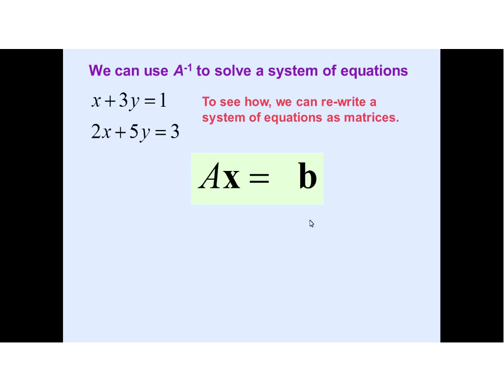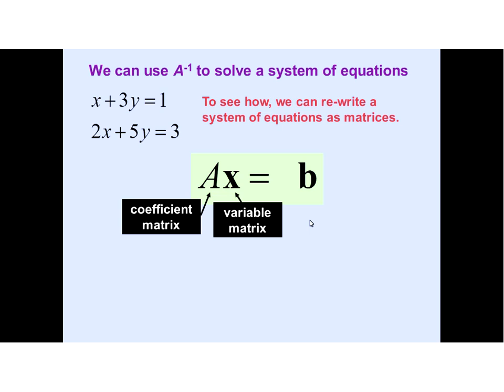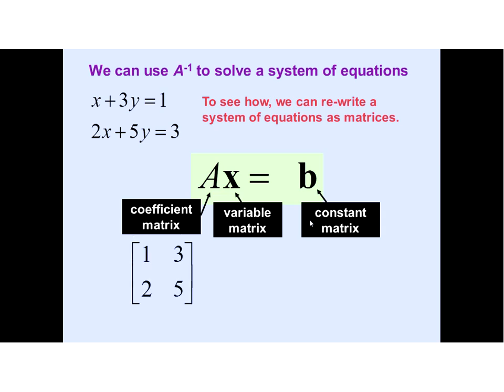Here we are given the system of equations Ax is equal to b. A is the coefficient matrix, x is the unknown variable matrix, and b is the right hand side, the constants of the matrix. The coefficient matrix is given by 1, 3, 2, 5 on the left side, our variables are x and y, and our right hand side b is 1 and 3.